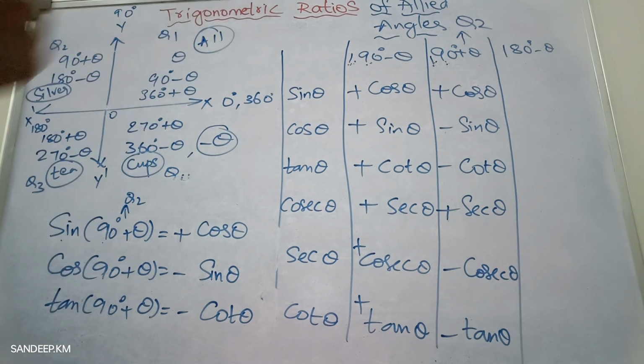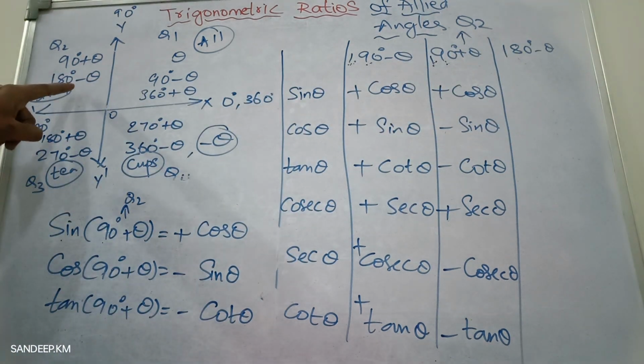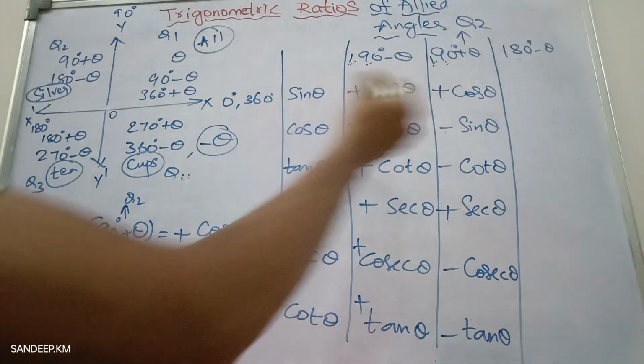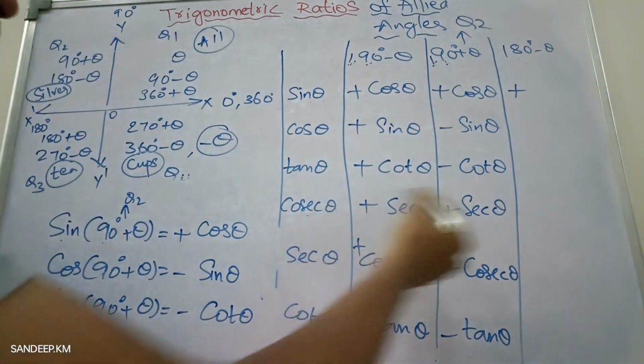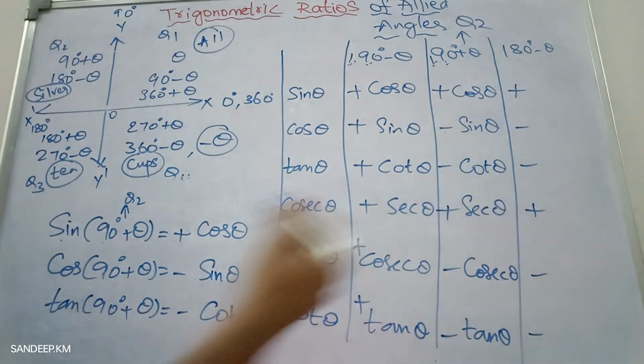Okay, now it's easy to find the trigonometric ratios of 180 minus theta. So once again, dear students, 180 minus theta is present in which quadrant? 180 minus theta is an angle in the second quadrant. Again, in the second quadrant, which are positive? Sin theta is positive and its reciprocal cosec theta is positive. The remaining trigonometric ratios are negative.